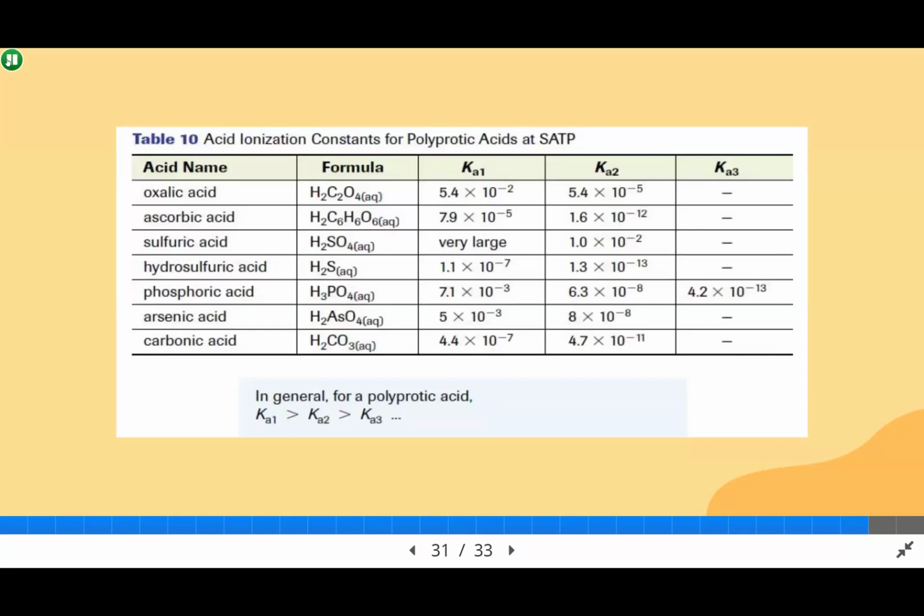You can see this as well in this table of acid ionization constants for polyprotic acids. In general, Ka1 is going to be greater than Ka2, which will be greater than Ka3, and so on for however many ionizations there are.